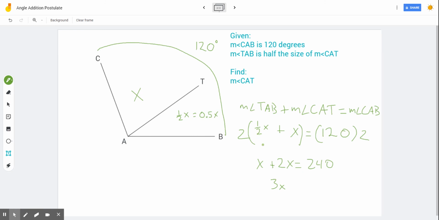You also could have done this with improper fractions and just said that this was 2/2. So it's 3/2, and then 3/2 x equals 120. But I prefer just getting rid of my fractions wherever I can. So x equals 80 degrees.